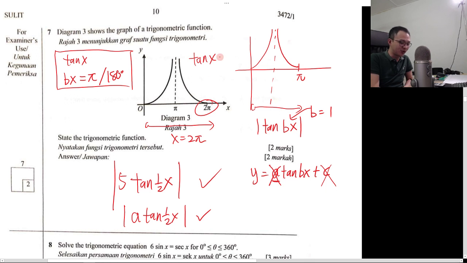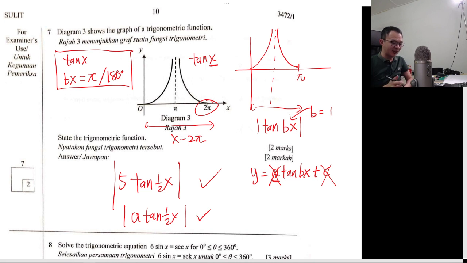Tangent x, b equals 1, right? That means your 1 cycle is 180. Tangent 1 cycle is not 360. And then tangent 1 period is 180 also. Only sine and cos 1 period will be 360. Tangent is just half of it.